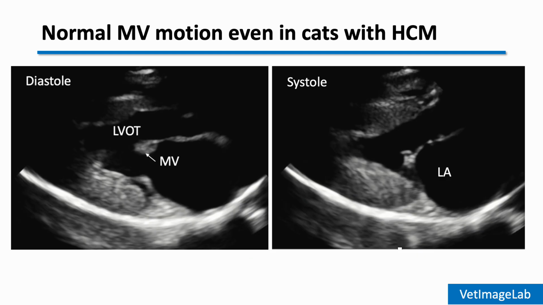As you can see in a normal heart, the mitral valve opens during diastole and comes close to the interventricular septum. Then during systole, it closes away from the septum, allowing unobstructed flow through the left ventricular outflow tract.